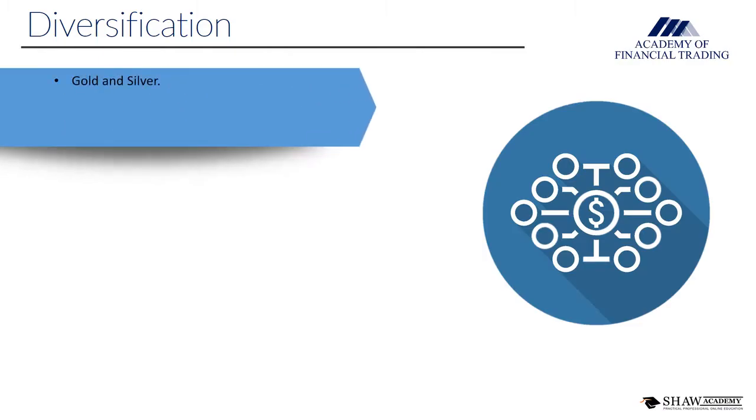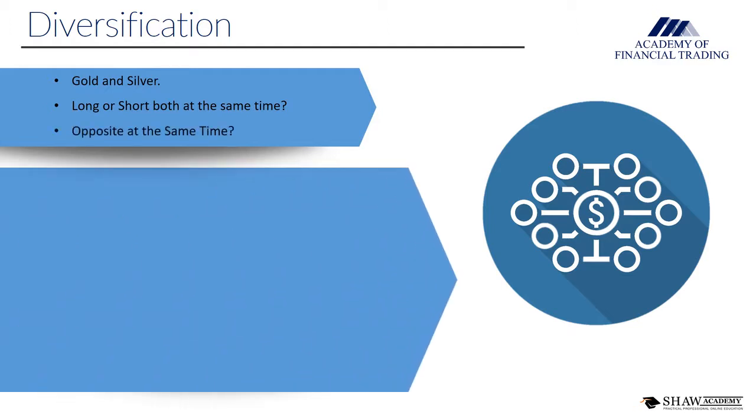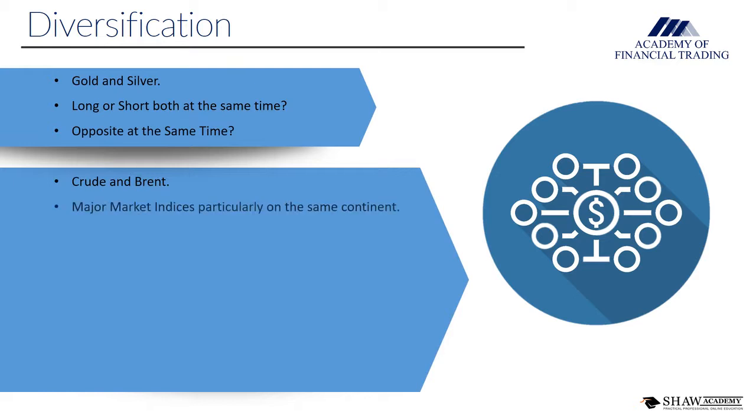So guys, the idea of diversification is you want to be aware of certain correlations. So the likes of gold and silver, you wouldn't want to go long on gold and silver, short on gold and silver at the same time. Then you have the likes of crude and Brent oil. And guys, sometimes it's not so obvious.